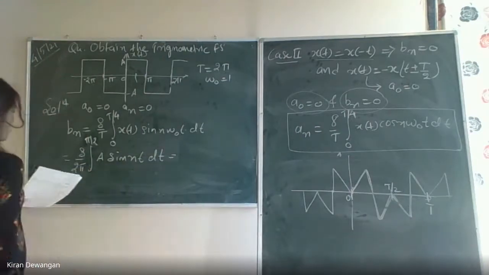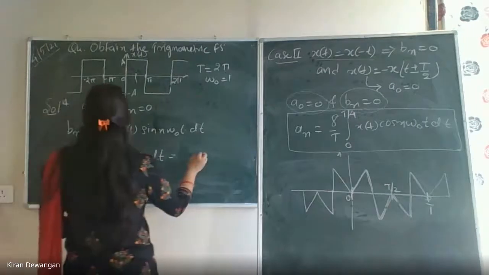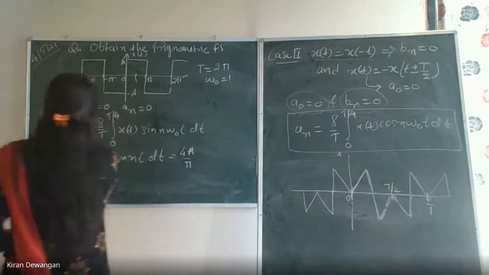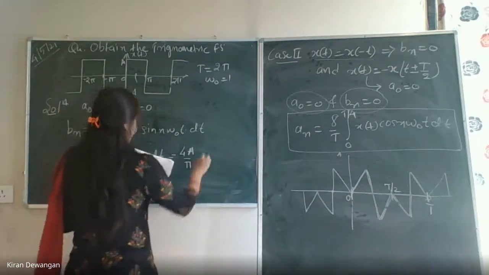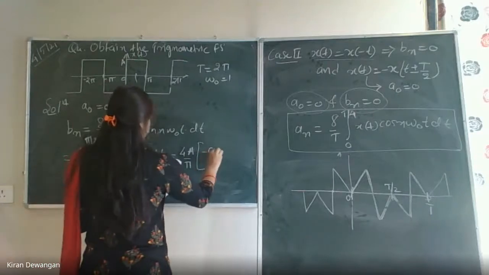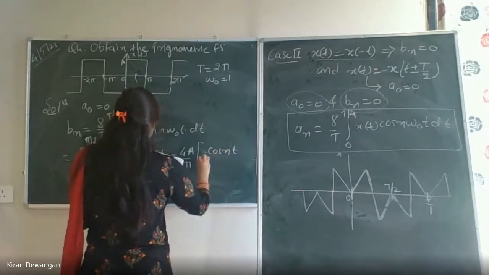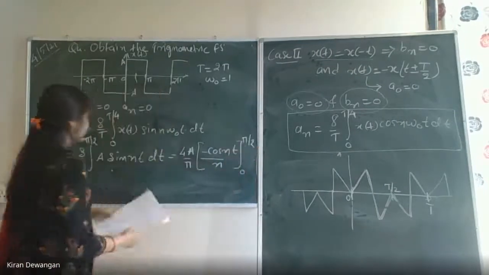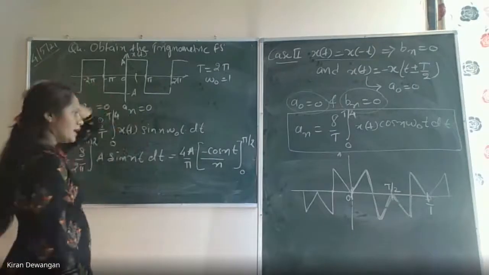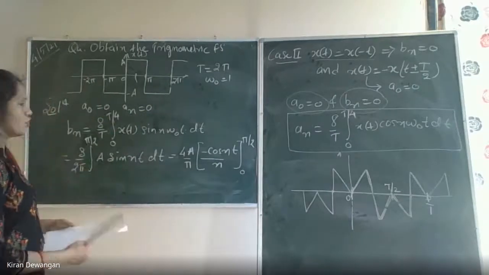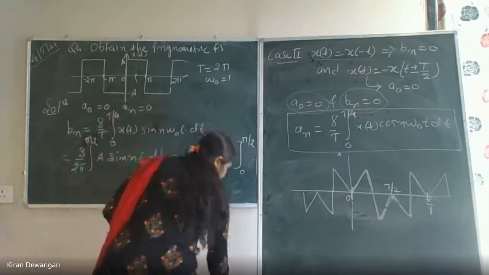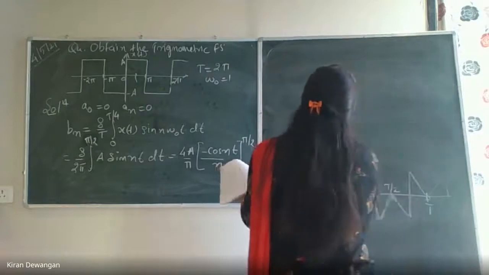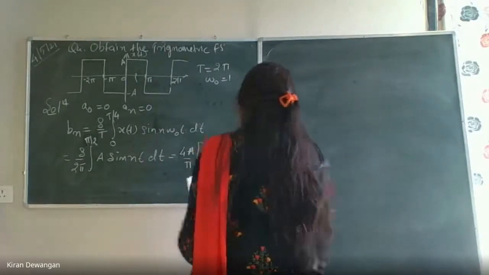A will be taken out. 4A by pi. A will be taken out, 8 by 2 will become 4. And inside this will be minus cos n t by n, from 0 to pi by 2. Sin n t is minus cos n t by n, so you have to just write the formula for it. Okay? So this is the integration result, and it will be different for odd values of n and different for even values of n also.